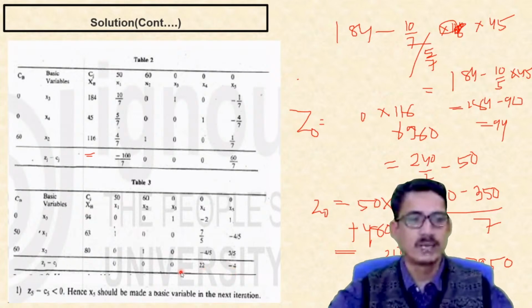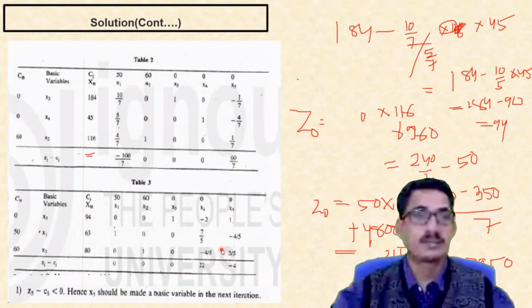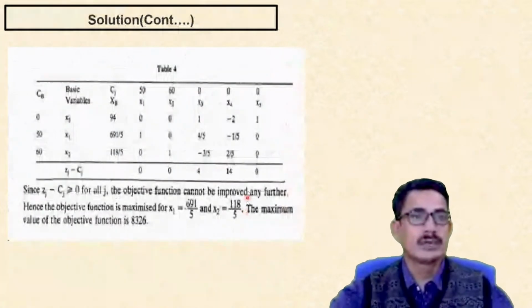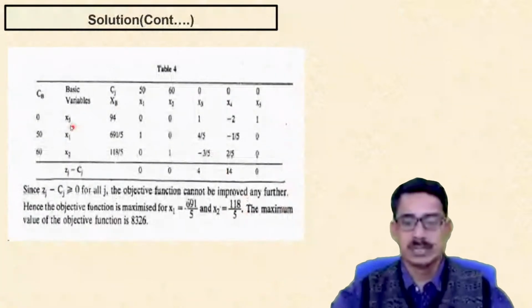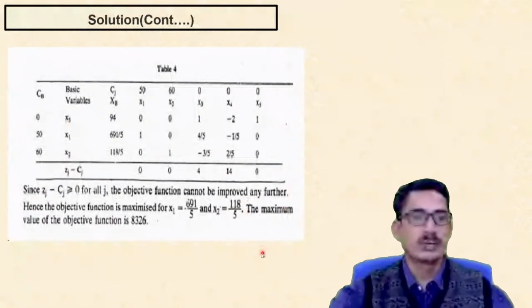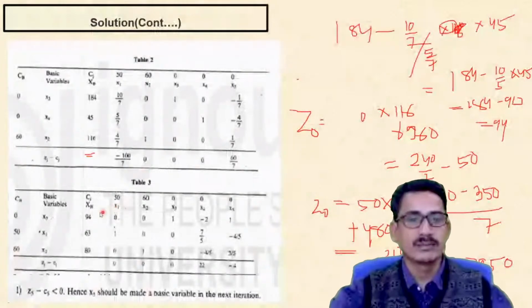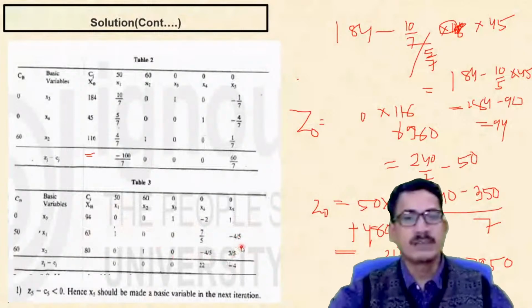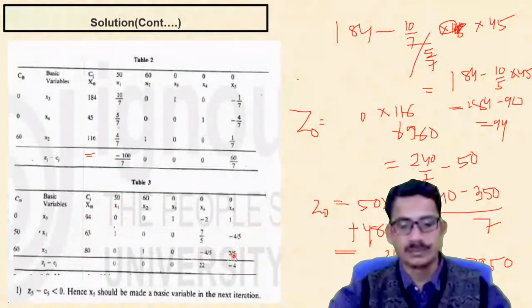Negative means what? Again you have to think of the next table. So this column will be incoming. Let's go to the next table. X5 you have taken as incoming. X5 is incoming. Which will be outgoing? How to get the outgoing? Take the B column divided by the entering column. This is the entering column. So 94 by 1. This by this is negative; see, negative is never accepted. Positive or 0 you have to take. So 94 by 1, and 80 by 3 by 5.